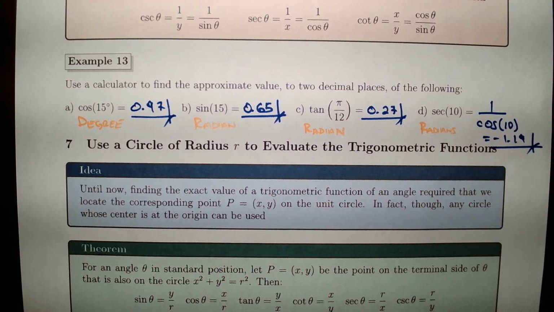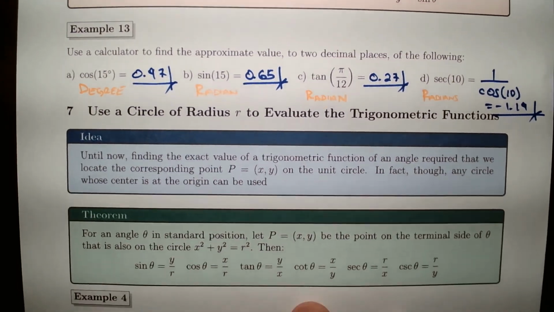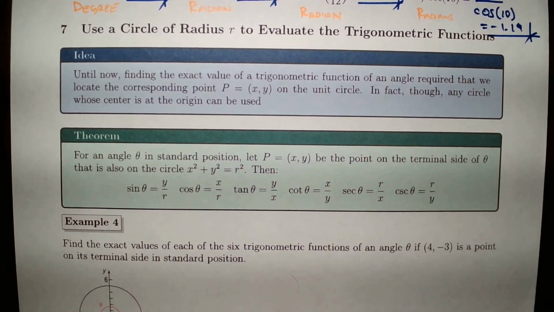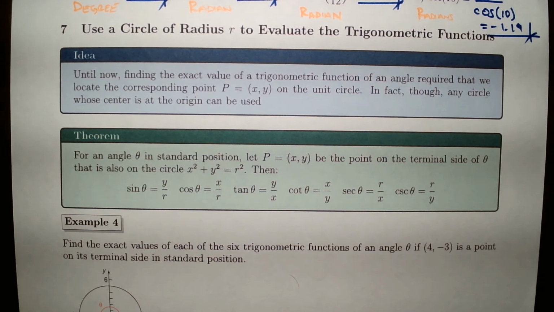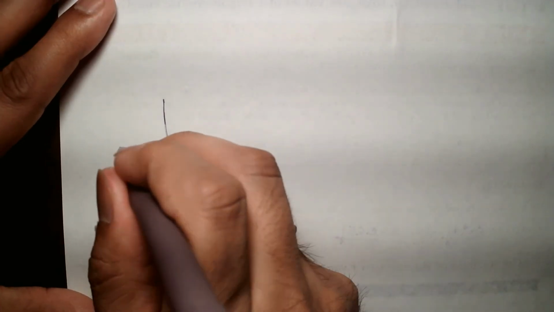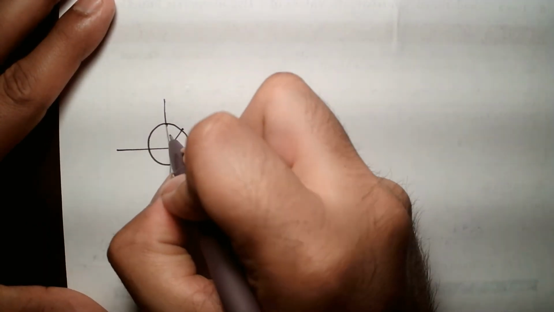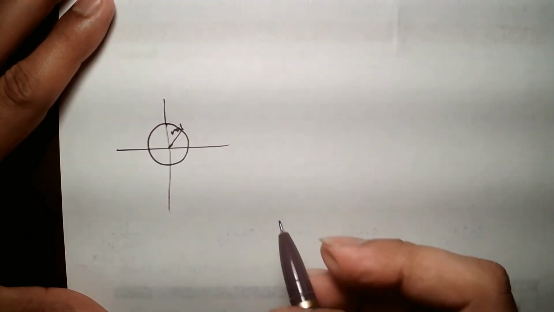But of course, can we extend this to evaluating trigonometric functions for circles with radii other than 1? Of course. And why can we do that? Well, let me flip the page. So, for example, I have the unit circle here. I'm just going to draw it as r equals 1, whatever value it is.